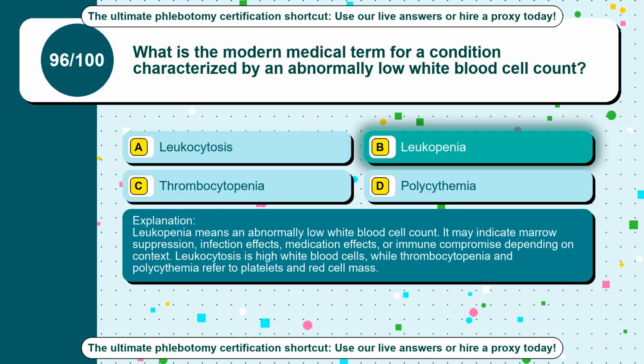Leukopenia means an abnormally low white blood cell count. It may indicate marrow suppression, infection effects, medication effects, or immune compromise depending on context. Leukocytosis is high white blood cells, while thrombocytopenia and polycythemia refer to platelets and red cell mass.